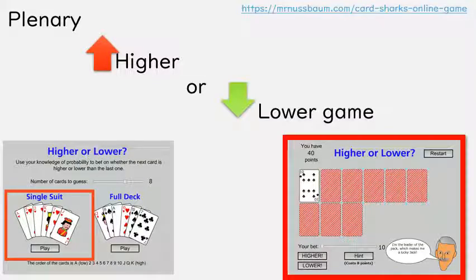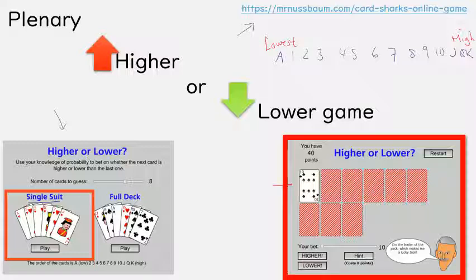Finally, to finish off, you're going to play a game of higher or lower. So if you follow this link here, which will be attached on Show My Homework or on the worksheet PDF, you are going to get to this screen here. You're going to click on Single Suit. Remember that cards go ace, 1, 2, 3, 4, 5, 6, 7, 8, 9, 10. Then you've got Jack, Queen, and King. King is the highest number you can get. Ace is the lowest. So you'll start your game.